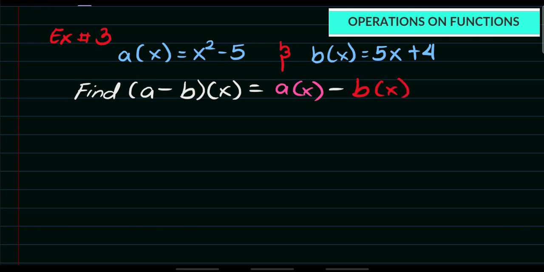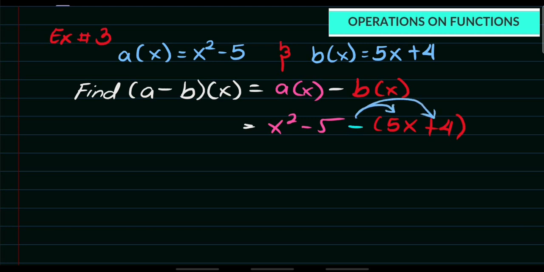Now, let's proceed. Function a is equal to x squared minus 5, minus the values of function b. So this time, let's copy the values of function b, which is 5x plus 4. Unlike addition, in subtraction we should be careful with our operation. We distribute the minus sign to each term in our subtrahend to avoid confusion.